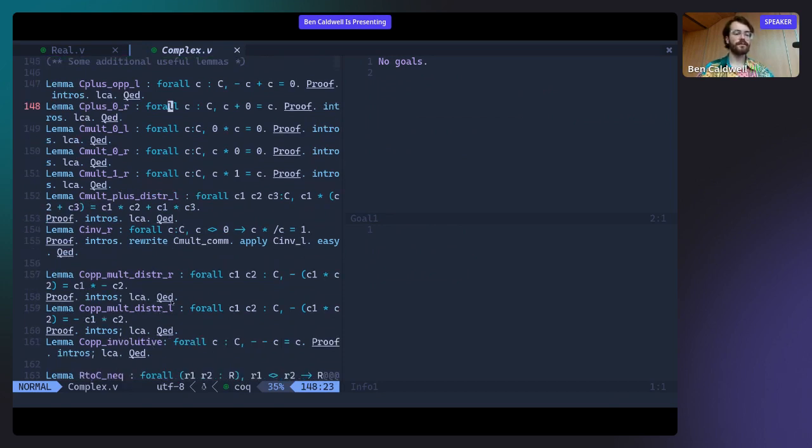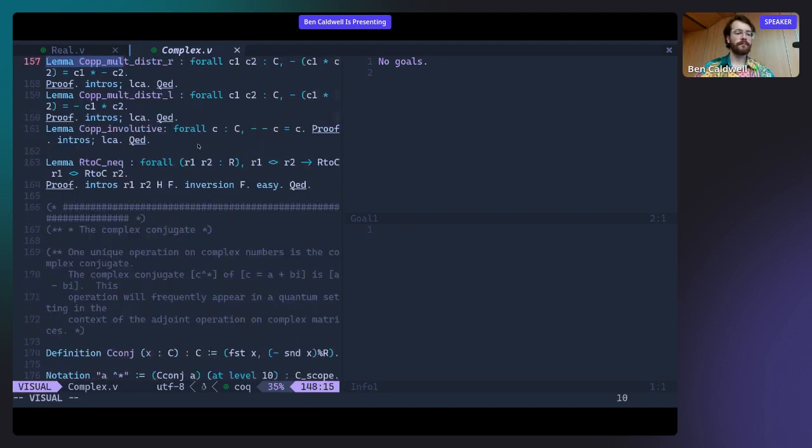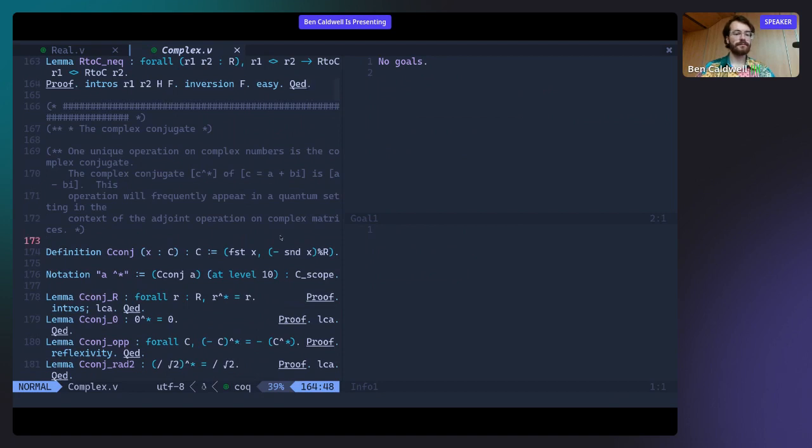Distributivity of plus and mult, involutivity of opp, things like this, plus 0 on the right.